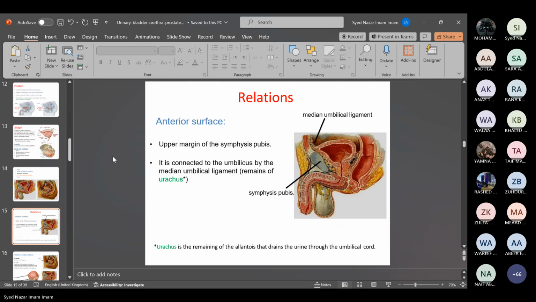So what structures are related here? Anteriorly, it is the pubic symphysis and it is connected to the umbilicus by the urachus, which becomes the median umbilical ligament in the adult.